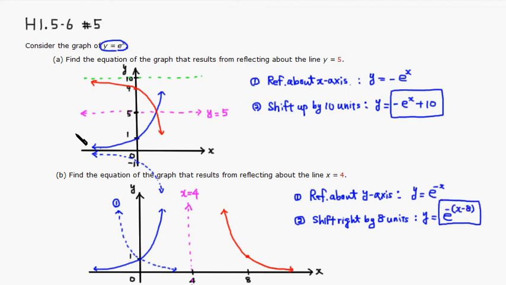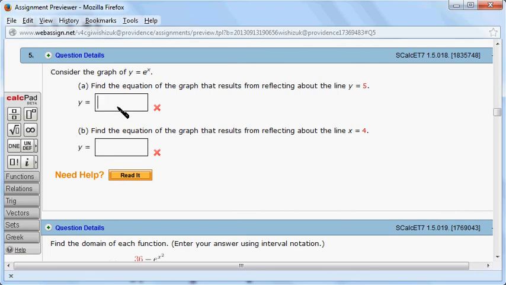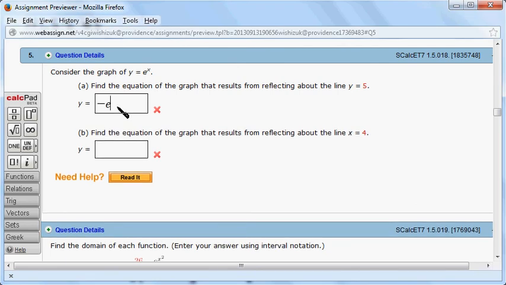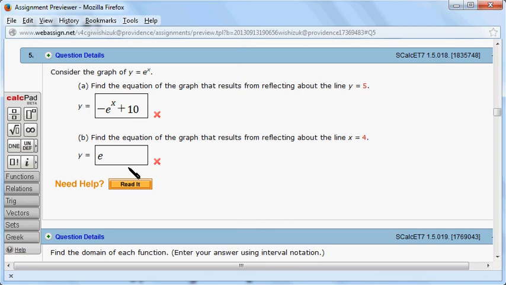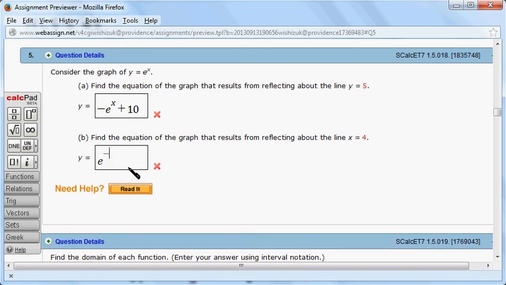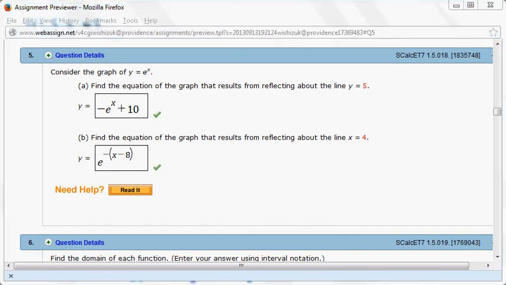All right, so let's type it in. For part A, it was negative e to the x plus 10. For part B, it was e to the negative x minus 8. So let's check the answer. Okay, it came back and it looks like we got both parts correct. All right, that's it. I hope that this was clear.